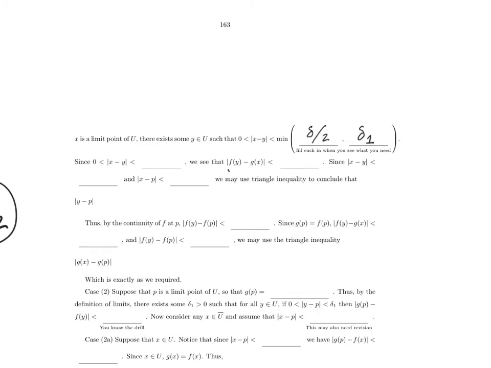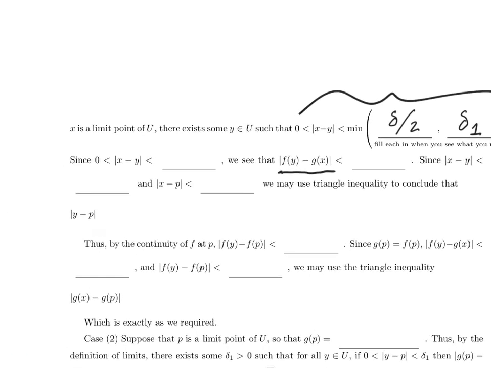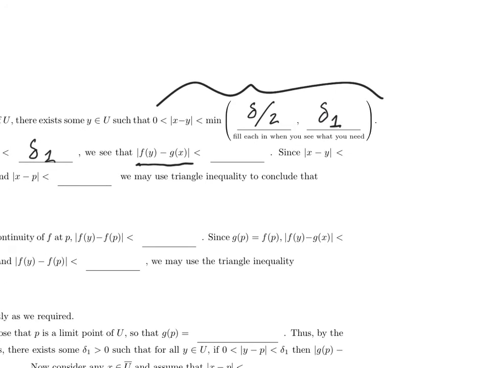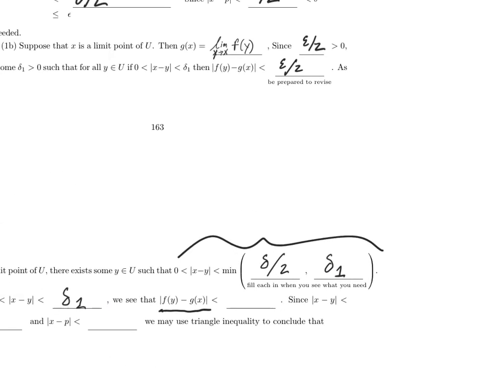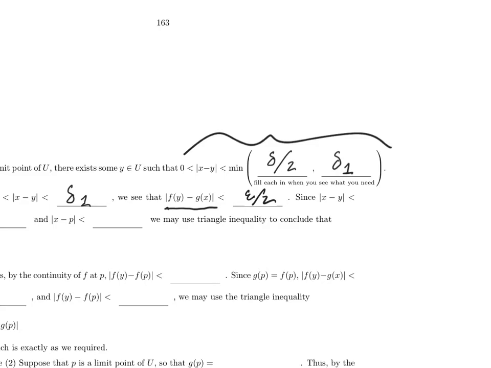So first let's control the difference between f of y and g of x. Well, apparently, as soon as we know the absolute value of x minus y is less than delta 1, then f of y minus g of x will be less than epsilon over 2. Do we have the absolute value of x minus y less than delta 1? We sure do, because of this. Since 0 is less than the absolute value of x minus y is less than delta 1, we see that the absolute value of f of y minus g of x is less than this. Epsilon over 2.